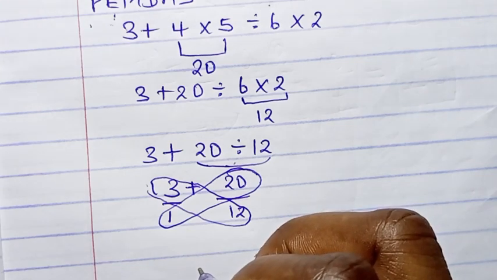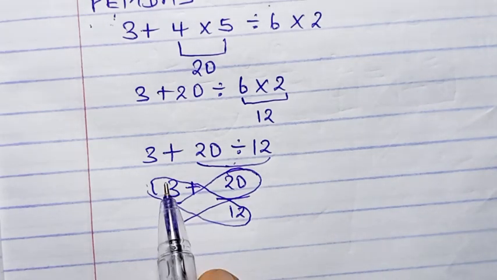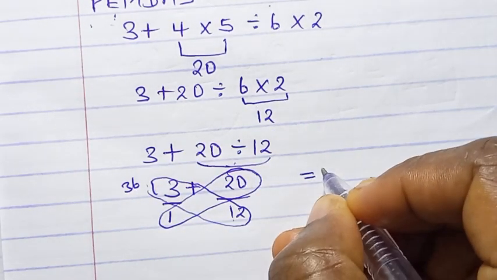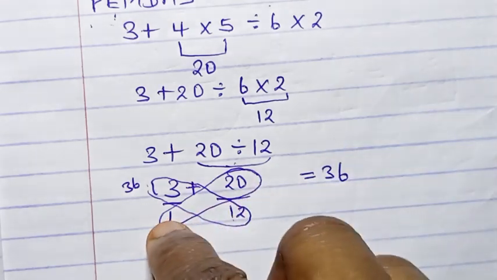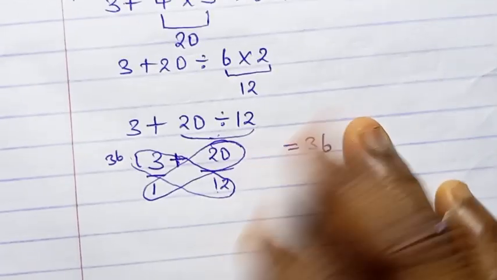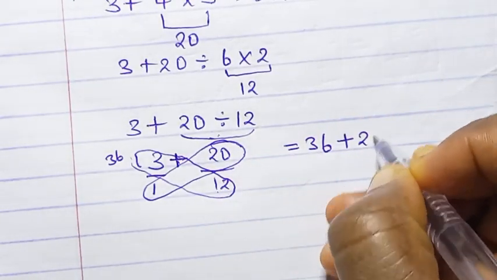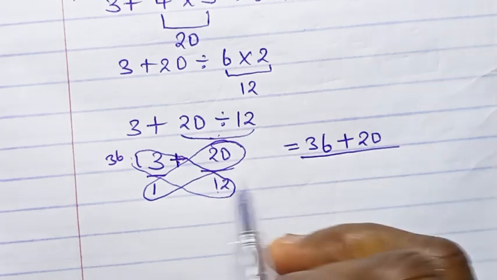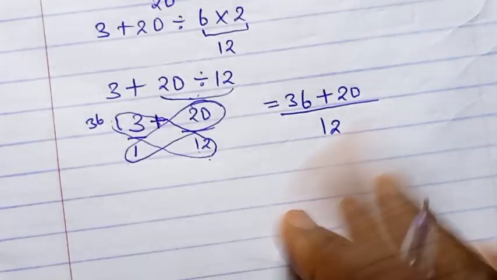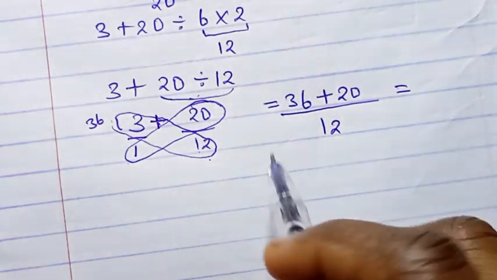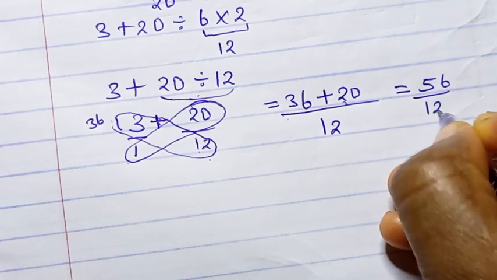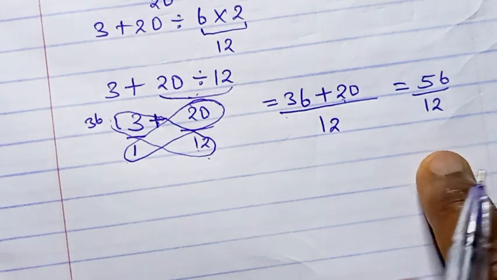Good. So what we need to do now is you have your 3 times 12 is 36. Okay, you have 36. 1 times 20 is 20. Remember your addition sign. Your plus sign still stands. Okay, so that's 36 plus 20. Then 1 times 12 will give us 12. I hope we are following. Okay, so if you add this together, 36 plus 20 is going to give us 56 over 12. Now, this answer is an improper fraction.